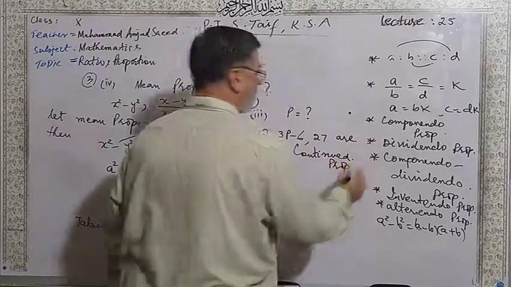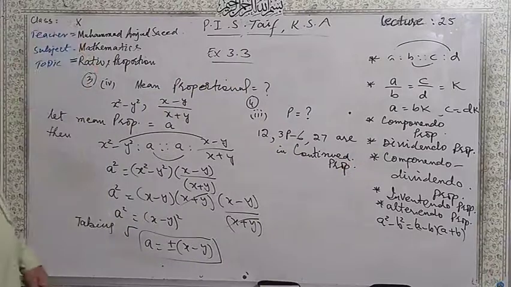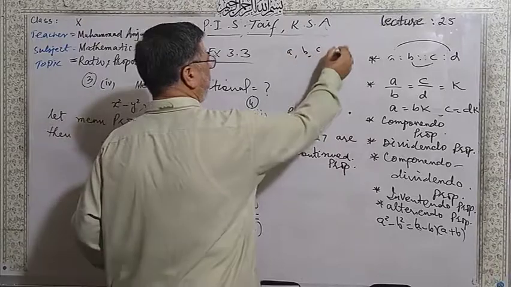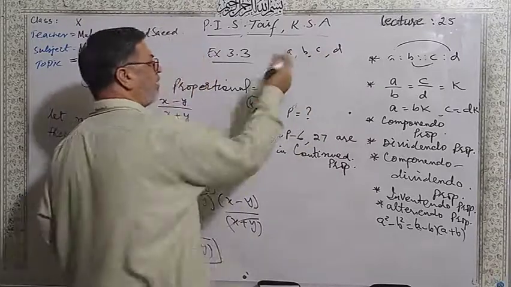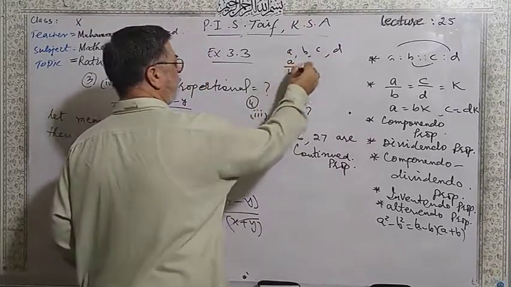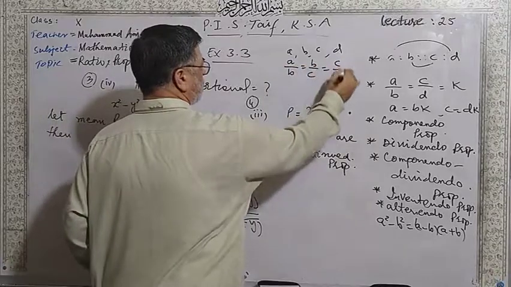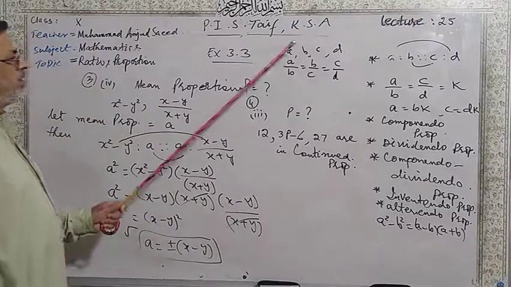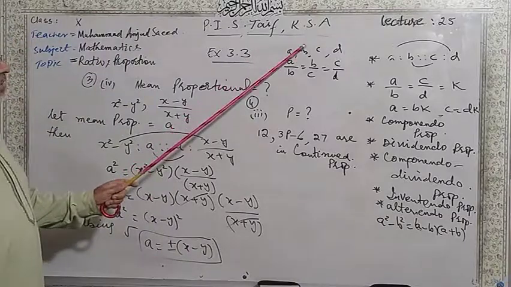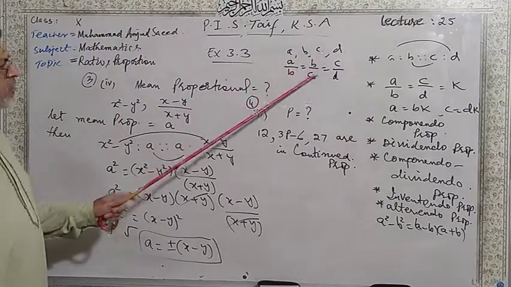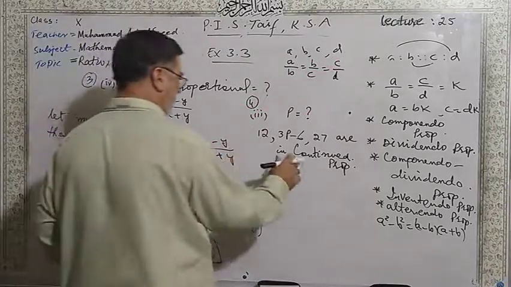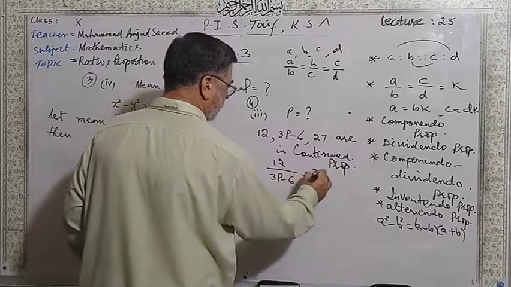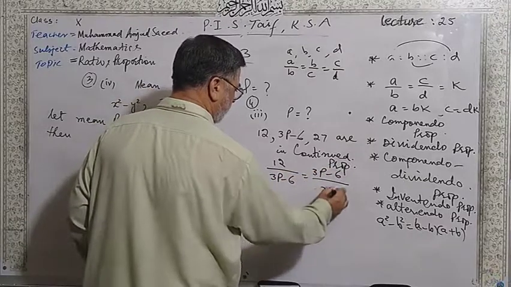Remember that in case of continued proportion, suppose we have A, B, C, D in continued proportion, then you will write down A over B is equal to B over C is equal to C over D is equal to D over E like that. Similarly, 12 over 3p minus 6 is equal to 3p minus 6 over 27.